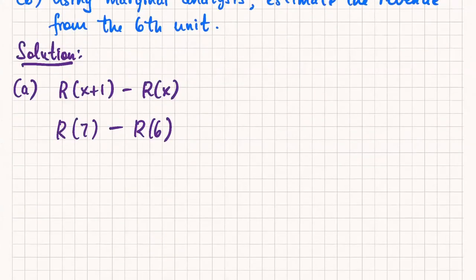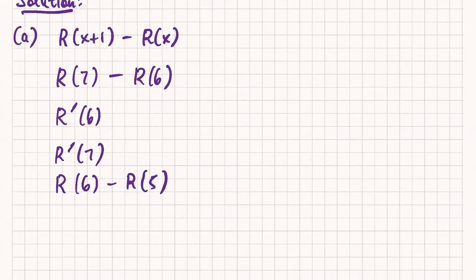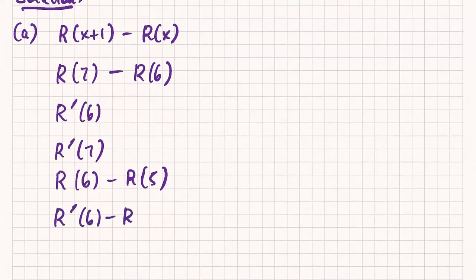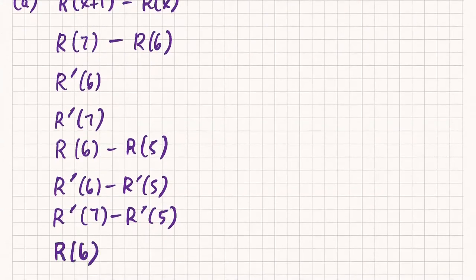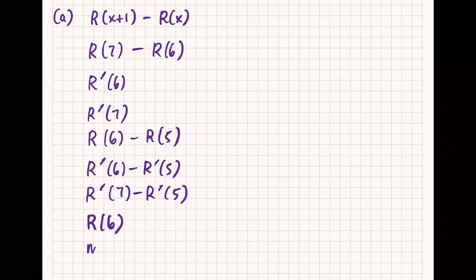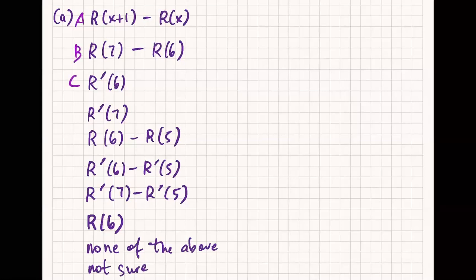Okay. So what about R prime of 6? R prime of 7? R of 6 minus R of 5? R prime of 6 minus R prime of 5? R prime of 7 minus R prime of 5? R of 6. I think those are the 8. And then we'll do none of the above, not sure. So A, B, C, D, E, F, G, H, I, J. And those are the poll options.